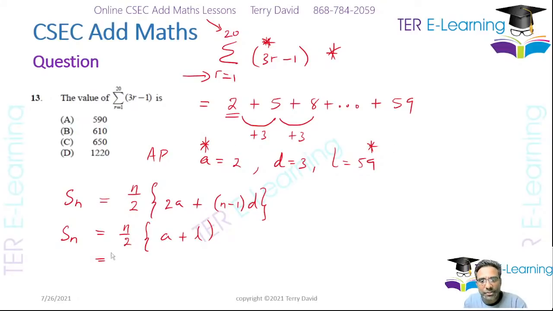So we're talking about the sum of the first 20 terms. So this is 20 divided by 2 multiplied by a, which is 2, plus my last term, which is 59. So 59 plus 2 is going to give me 61. 20 over 2 is 10, so that is going to give me 610. So I'm getting B as my answer here.